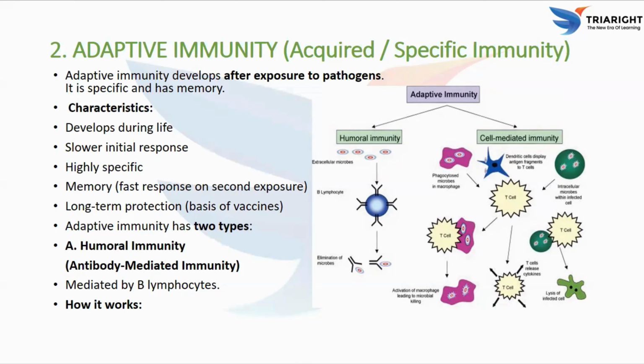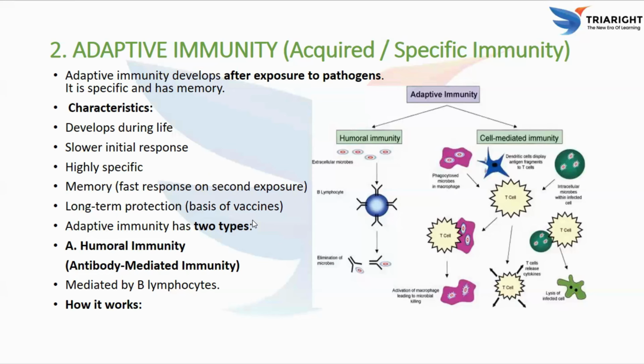There are two branches of adaptive immunity. The first is humoral immunity, which is antibody-mediated immunity, which consists of B cells and antibodies. And the other one is cell-mediated immunity, which has T cells. The first one is humoral immunity, antibody-mediated immunity. It is mediated by B lymphocytes.